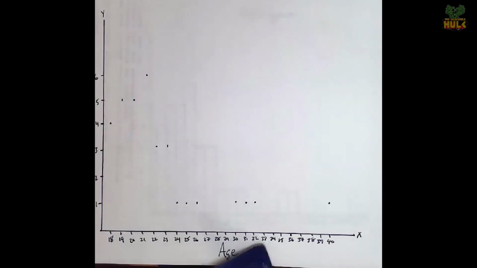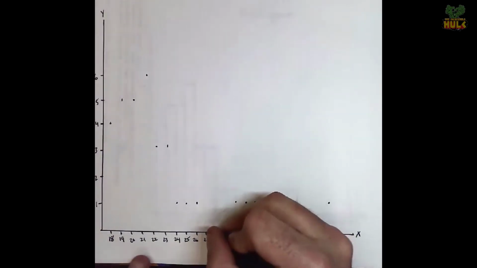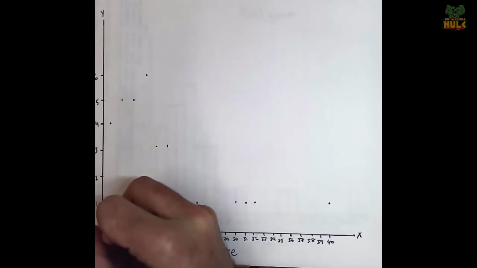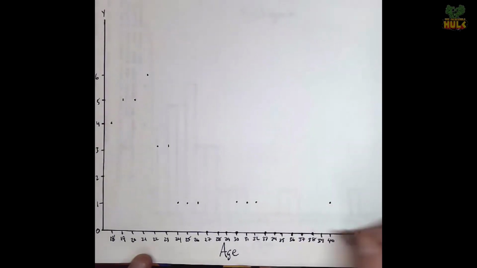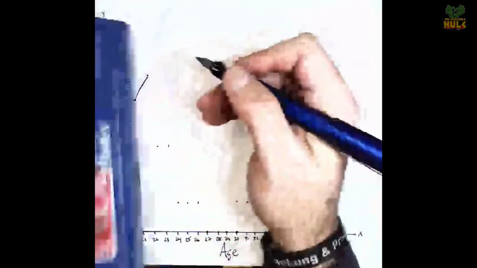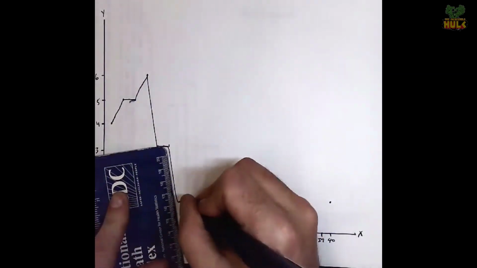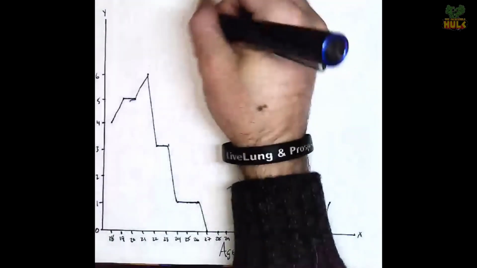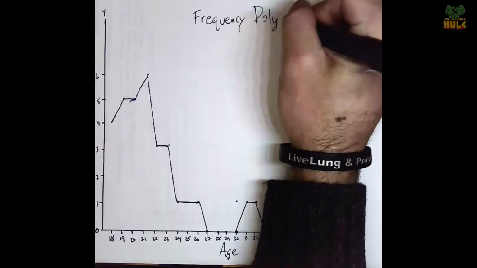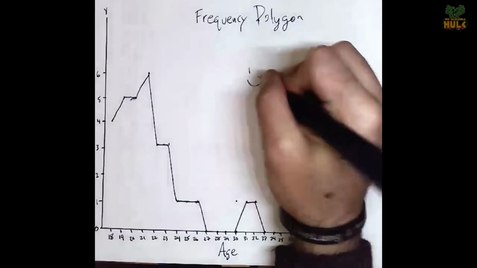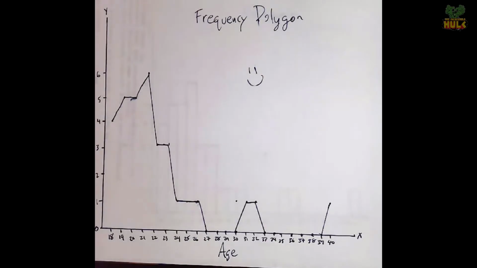Now, for these numbers in between, remember we didn't draw bars there. If it helps, think of them as being dots at zero, because there were zero of those. Now we connect the dots, okay? And now we have our frequency polygon. And that's the end, right? That's how you do your descriptive statistics. That's how you make your histogram and your frequency polygon.